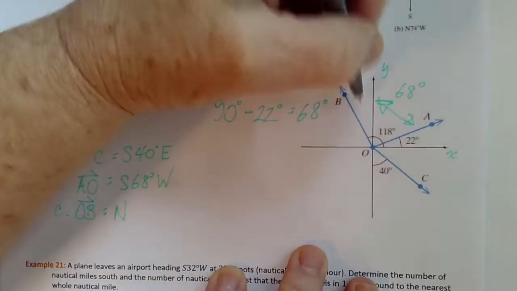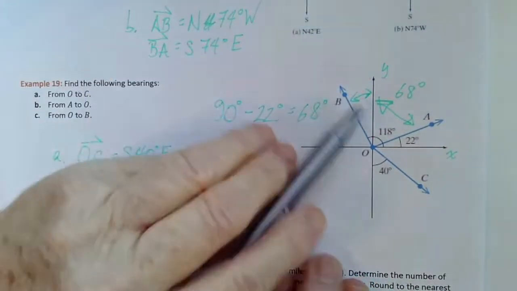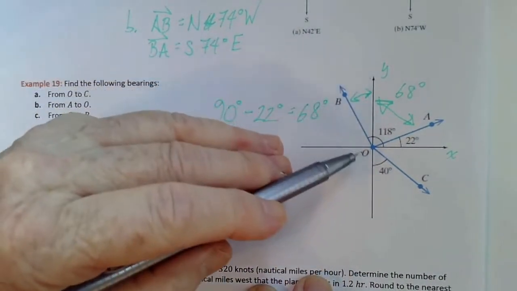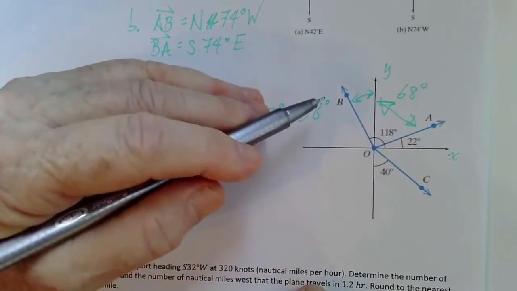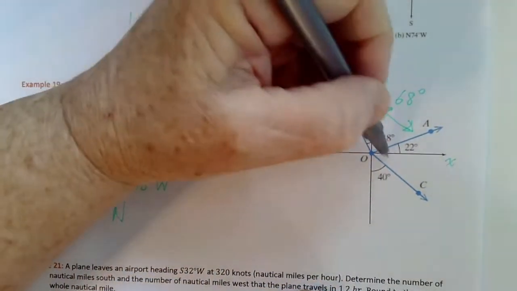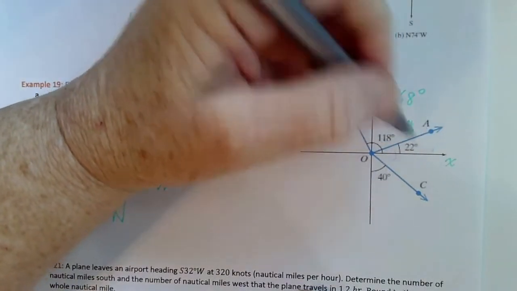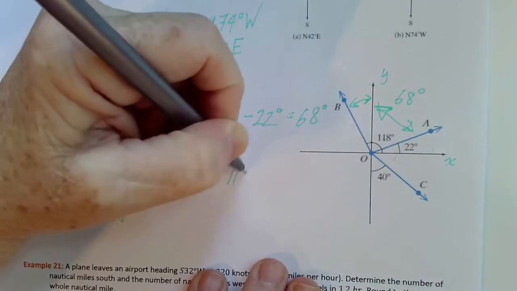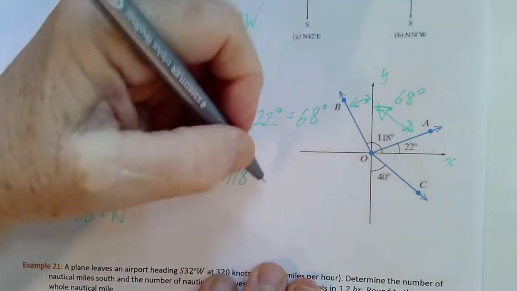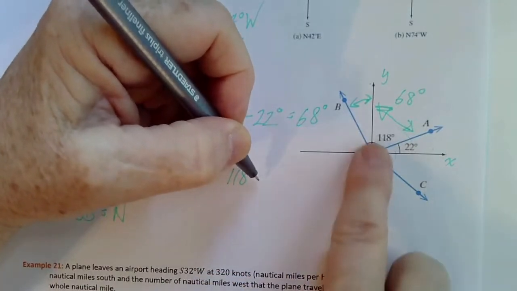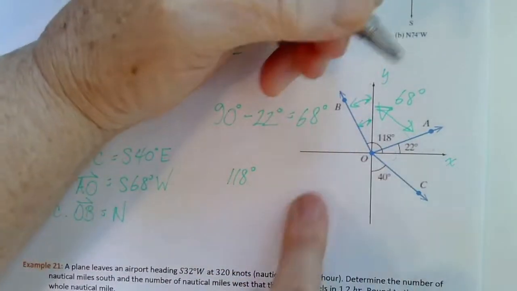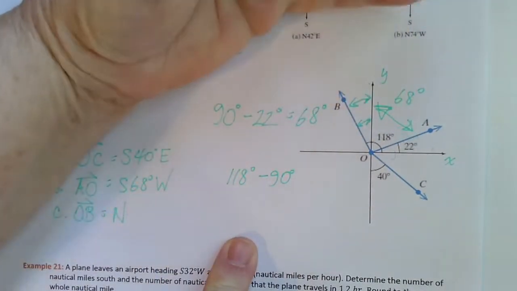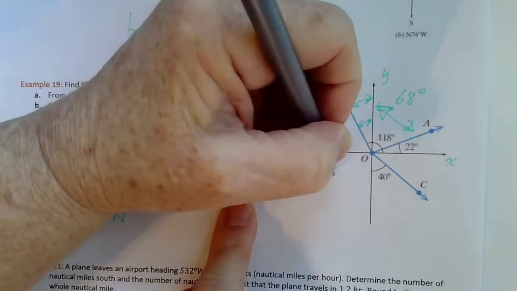The angle that I want is the closest one between the north-south line, the y-axis, and this ray OB, but I don't have that. I have the whole first quadrant all the way over to B. So we know that 118 is the angle that we want plus 90. So if I subtract 90 degrees, because this entire first quadrant is 90 degrees, so we get 8.